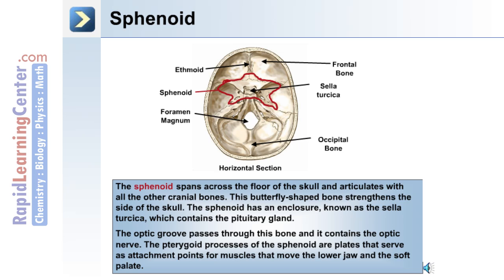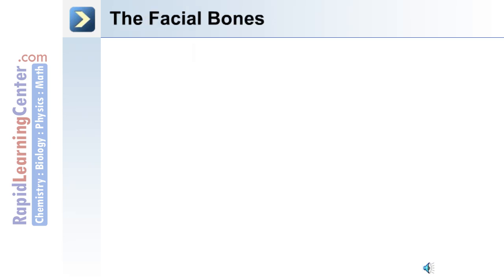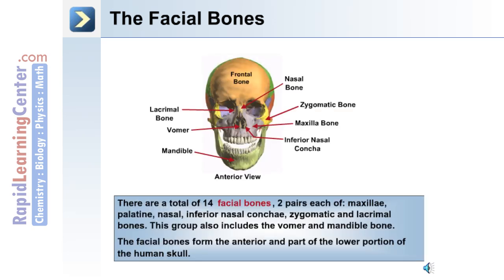The other bones that make up the skull are the facial bones. There are a total of 14 facial bones, 2 pairs each of the maxilla, palatine, nasal, inferior nasal conchae, zygomatic, and lacrimal bones. This group also includes the vomer and the mandible bone, and the facial bones form the anterior and part of the lower portion of the human skull.